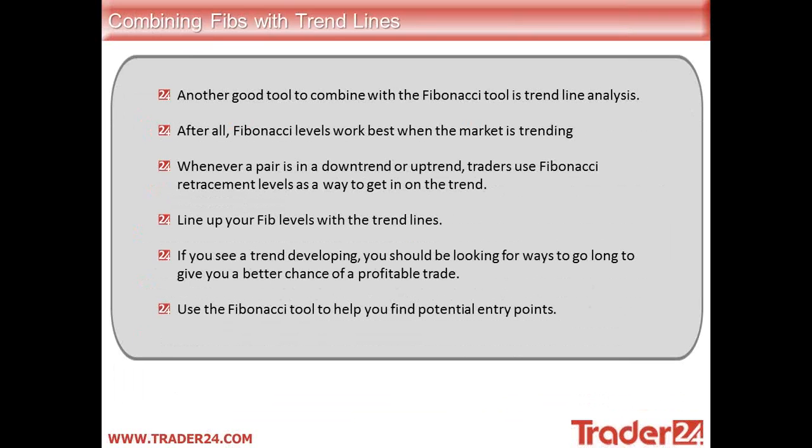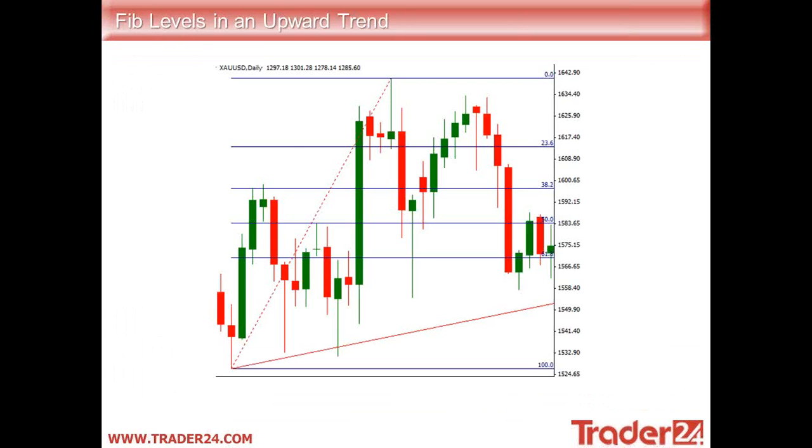All right, use the Fibonacci tool to help you find potential entry points. Okay, so here we have fib levels in an uptrend here. So we can see down the bottom in red we have our uptrend. And what I've gone and done is this is now on a gold chart and on a gold daily chart. Still when gold was sitting up in the 1500s, as you can see, the last week gold's been fairly torrid.